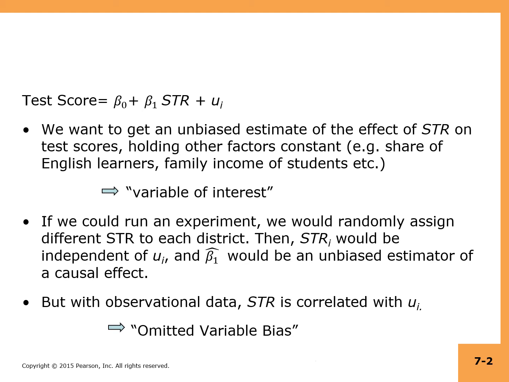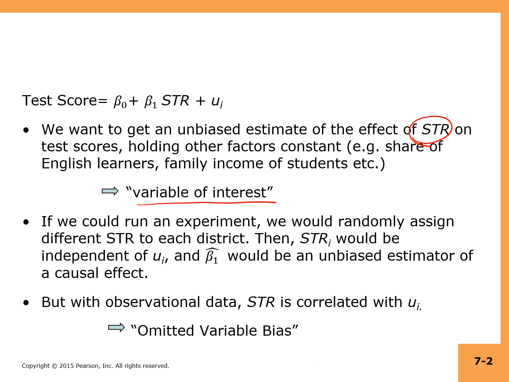In this problem, we're trying to estimate the effect of student-to-teacher ratio on test score, holding all the other factors constant. Some of the factors that we have considered were share of English learners and family income of students in the district. So in this problem, the effect of STR on test score is actually the variable of interest, because this is the main effect that we're interested in. We're interested in how much the test score changes when student-to-teacher ratio changes.